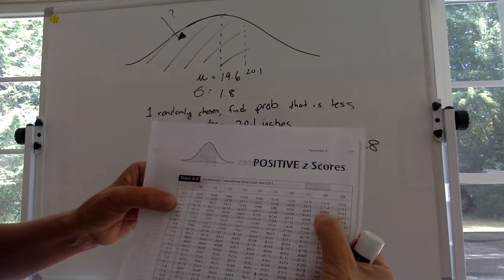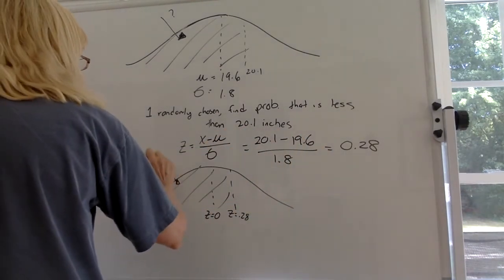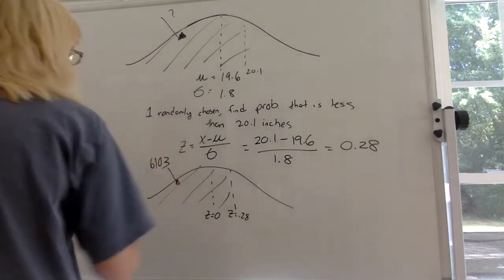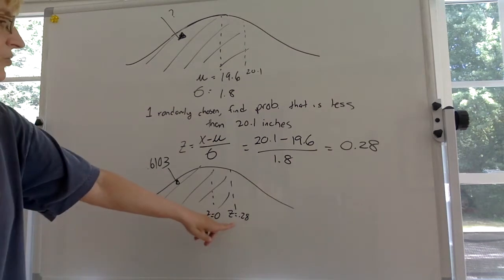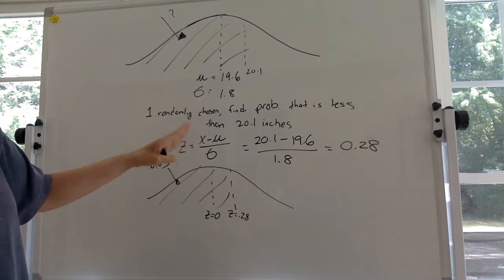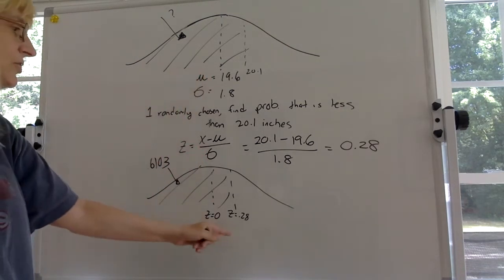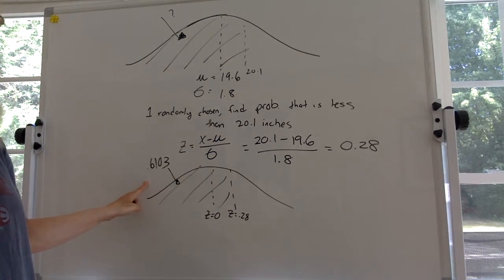If you do that, I believe you get 0.6103. Basically that means this area, and the way the table works, it gives you the area to the left of whatever z-score you looked up. And that's good because in this problem they wanted us to find the probability that it's less than 20.1 inches, which is a z of 0.28. Area to the left is 0.6103. That's the answer.